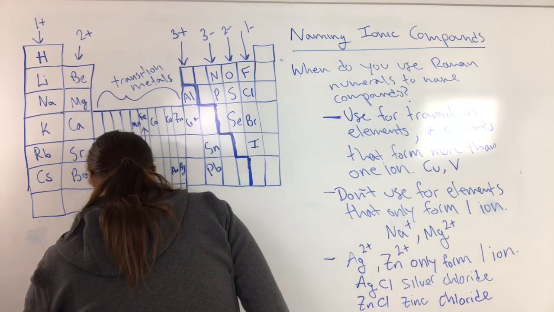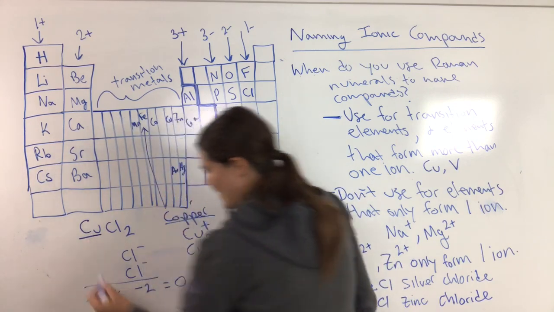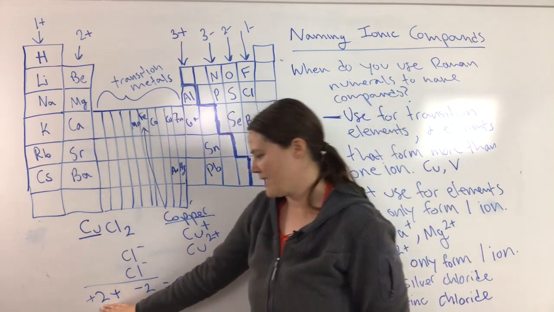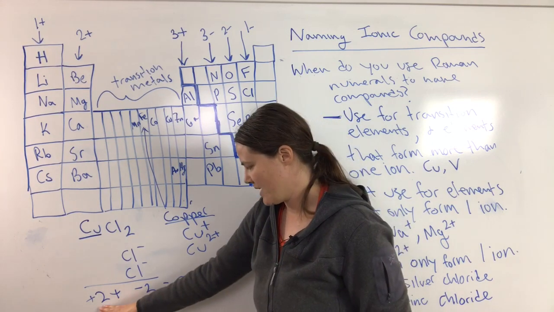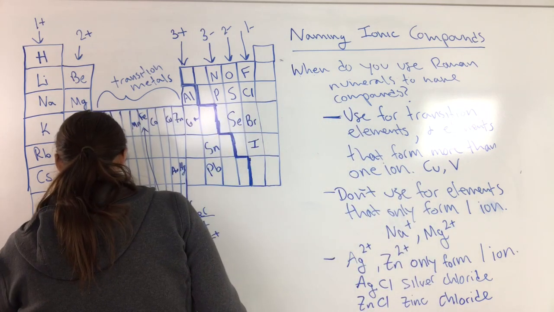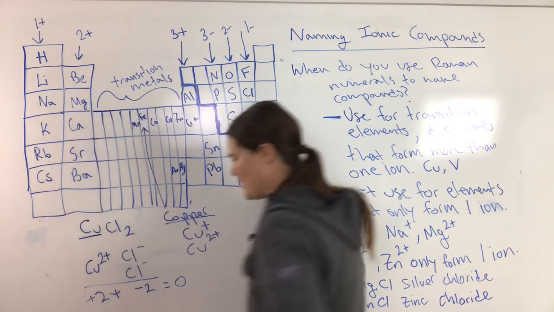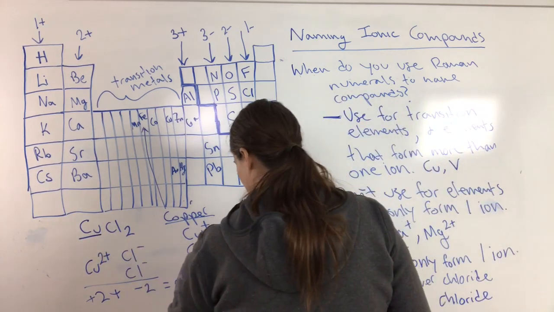So we know that the charge on the copper has to be a +2 in order for this to add up to 0. So we have a +2 plus -2 is equal to 0. So we know that this is copper 2+. So then we can go ahead and write our name.